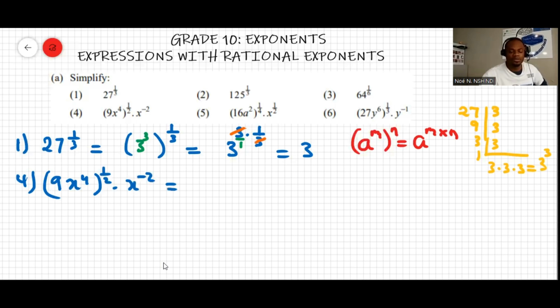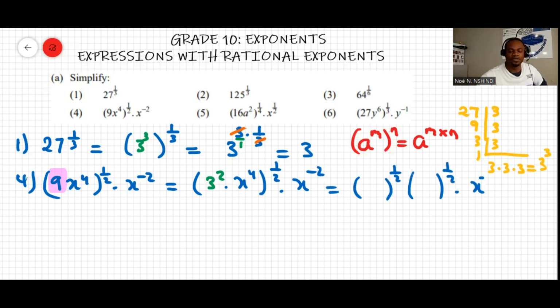Now this constant here, the coefficient 9, is not a prime number, so we need to reduce it also in terms of its prime factors. We reduce only those that are not prime numbers. So 9 will be 3 squared in terms of its prime factors, and then multiplied by x to the power 4 all to the power of a half, multiplied by x to the negative 2. Then this is like this to the power of a half, that to the power of a half, multiplied by x to the negative 2. Now, it's like 3 squared.